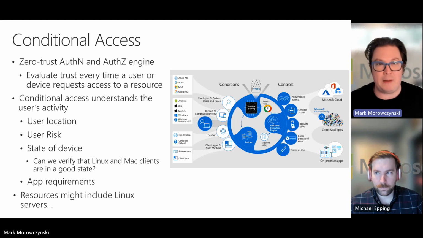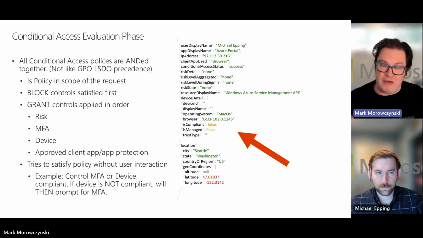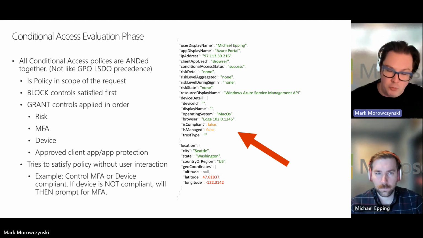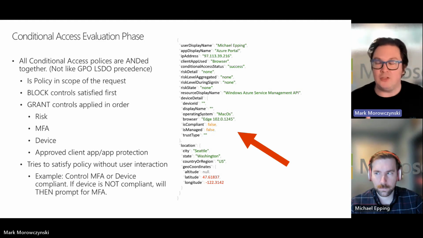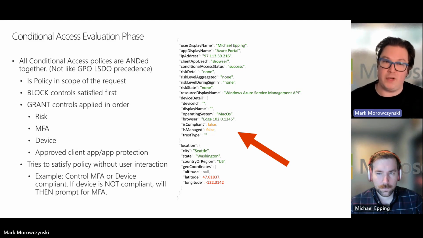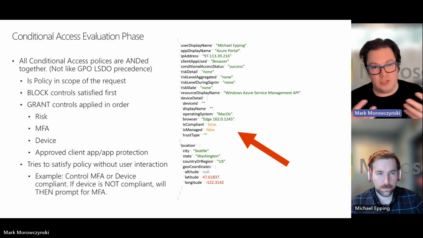Now, from a conditional access policy perspective, these are evaluated a little bit differently if you're used to the on-prem group policy Active Directory, like local, site, domain, and OU precedence. It does not work like that for Azure AD conditional access. All policies that are in scope of the request are actually ANDed together. And then the first control we look at is a block. A block control will always win, so if there's no block control, we then move over to the grant control.